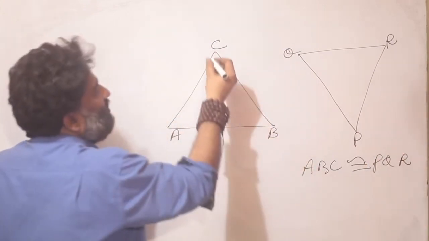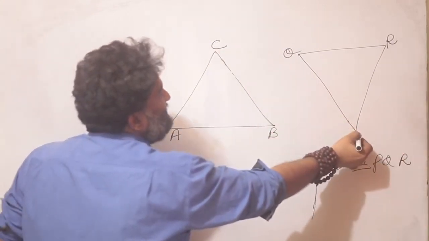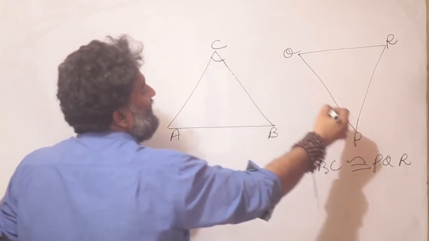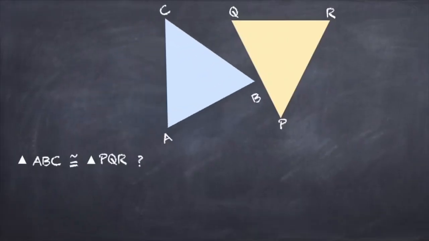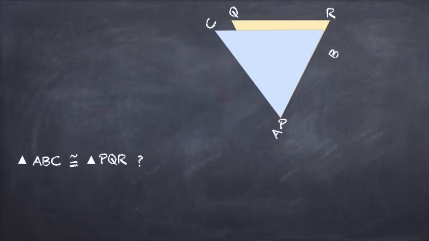No. Why not? Because the angle formed at C corresponds to the angle formed at P. So not only will you have to move this triangle onto this triangle, you will also have to rotate it so that the corresponding sides match with each other. So this will not be the case.